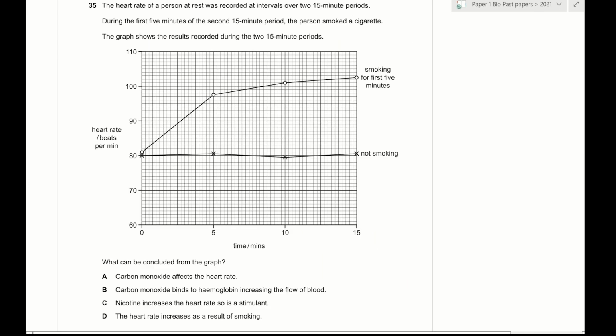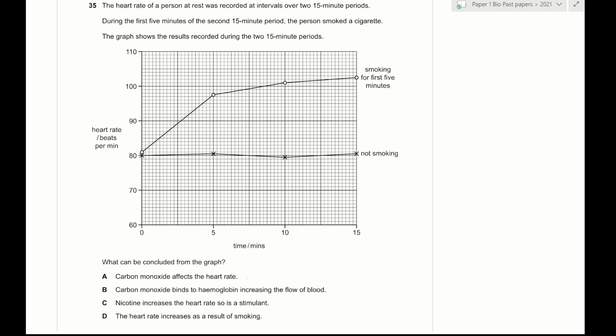The heart rate of a person at rest was recorded at intervals over 2 15-minute periods. During the first 5 minutes of the second 15-minute period, the person smoked a cigarette. The graph shows the results recorded during the 2 15-minute periods. What can be concluded from the graph? A. Carbon monoxide affects the heart rate. Here in the graph, we must use the data provided only, not the data we know.